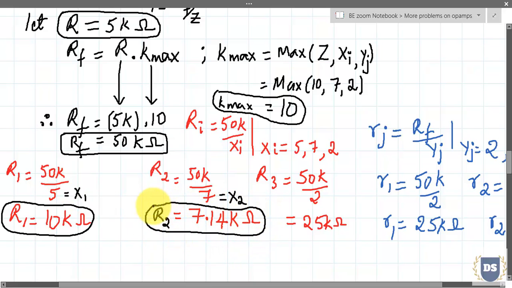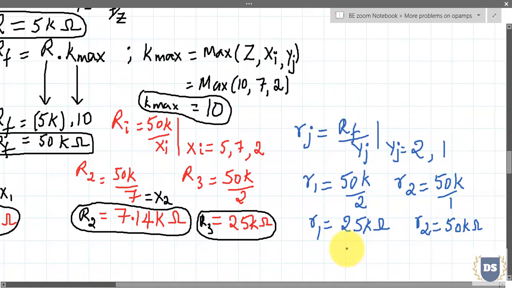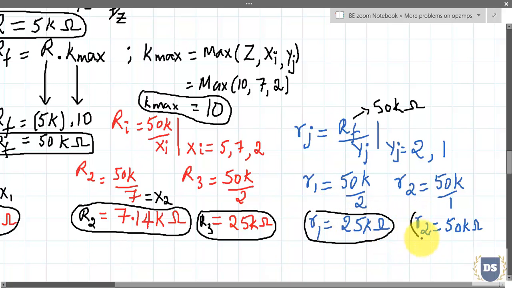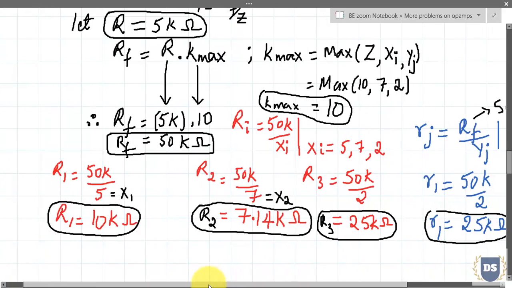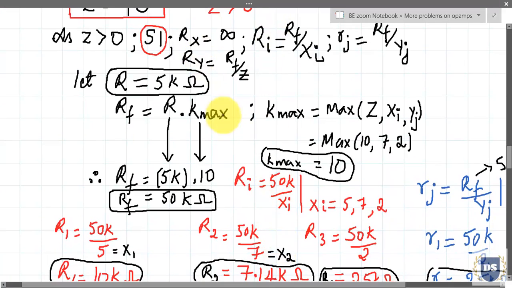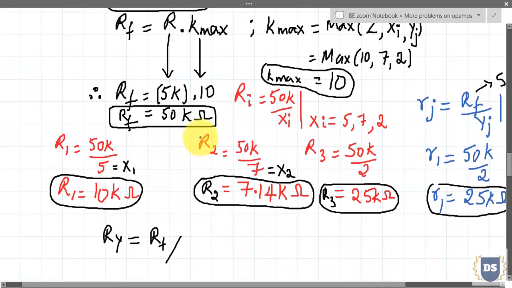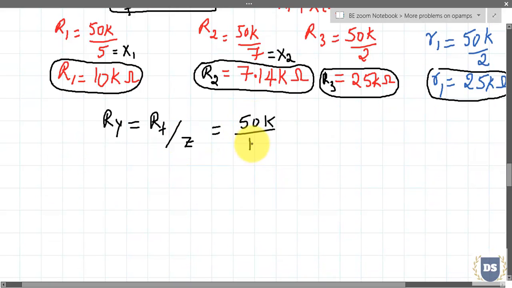So these are the resistances associated with the non-inverting input terminal. In a similar way, I can find out the resistances associated with the inverting input terminal as Rf divided by Yj. Yj can take on values 2 and 1. So my starting resistance value is R1 equal to 25 kilo ohm and R2 equal to 50 kilo ohm. In a similar way, I can find out Ry value as Rf divided by Z. Rf value is 50 kilo ohm and the value of Z that we have got is 10. So the value of Ry is 5 kilo ohm, and thereby I can easily design my op-amp circuit.